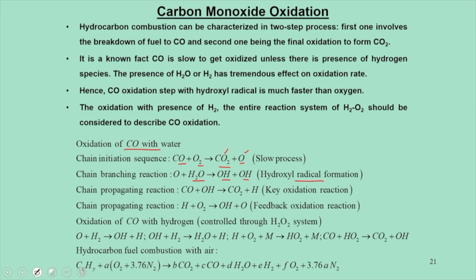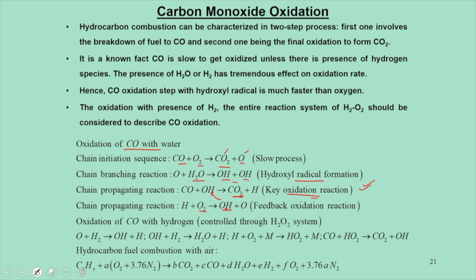Now again in that domain CO is there, it sees OH, and it tries to form CO2. This is called the main key oxidation reaction. Then to propagate this chain and form CO2 completely, hydrogen and oxygen can react to form OH. When there is OH, again it sees CO, so it will form CO2. So this is mainly the key oxidation reaction.